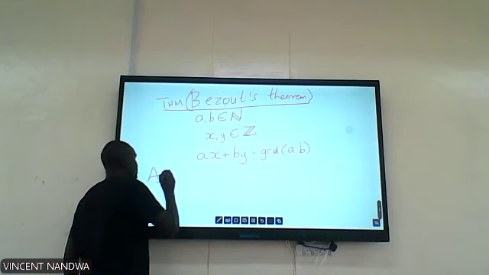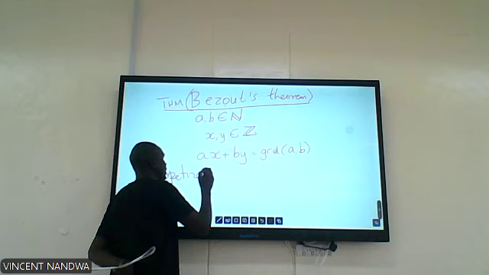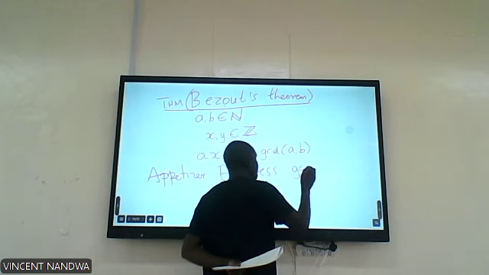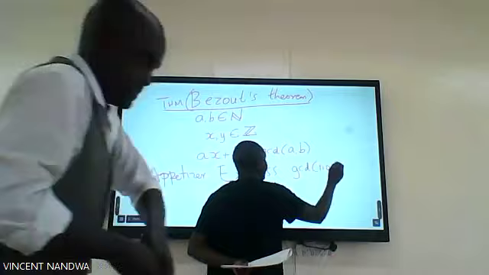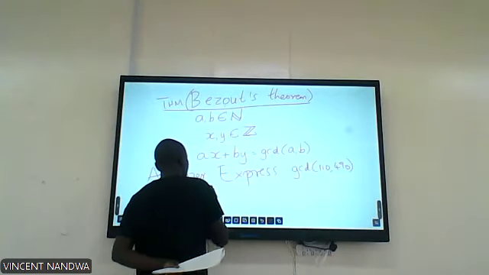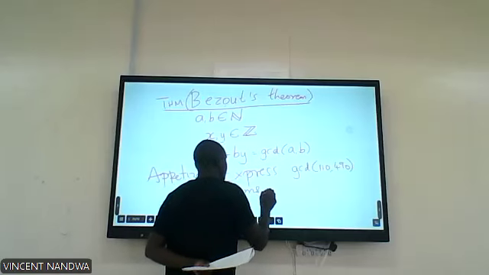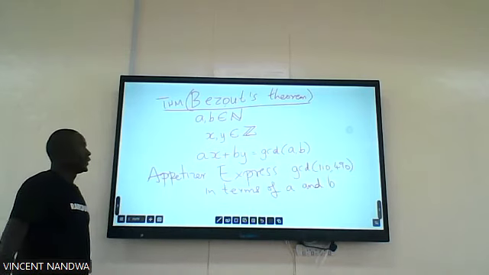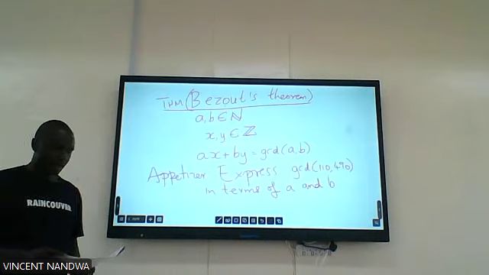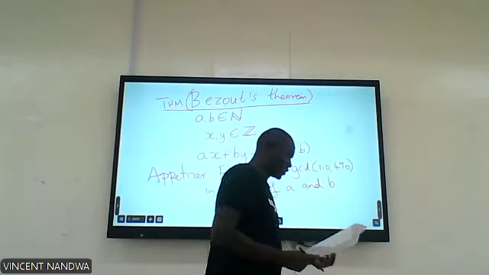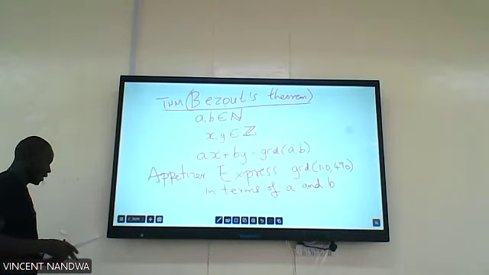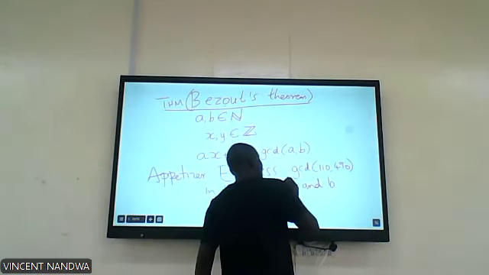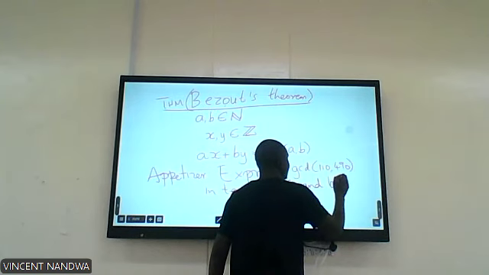So as an appetizer, express the GCD of 110 and 490 in terms of A and B. In terms of this, A is 490, and then this B is actually 110.